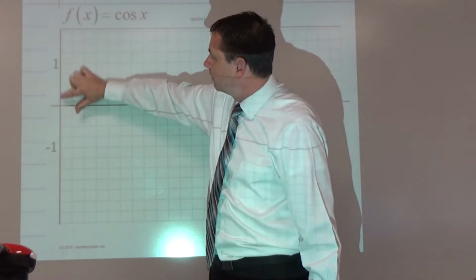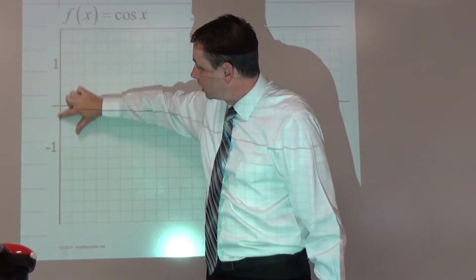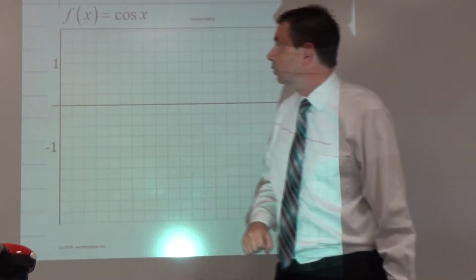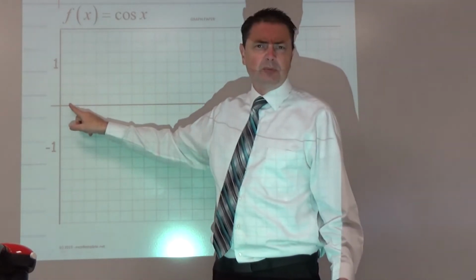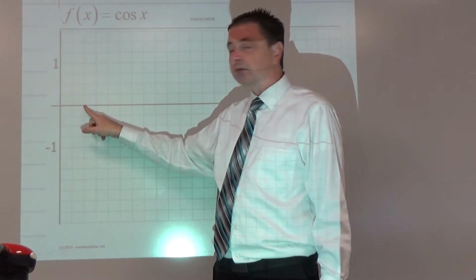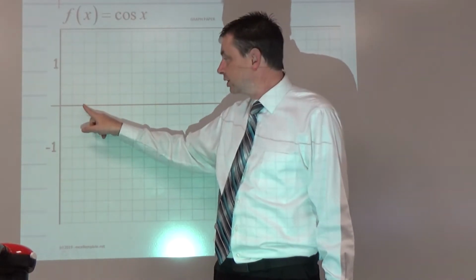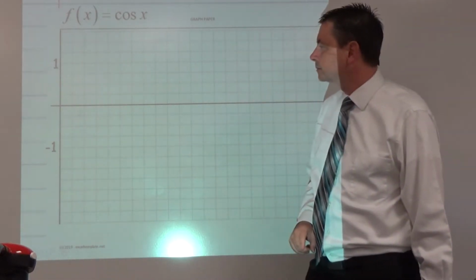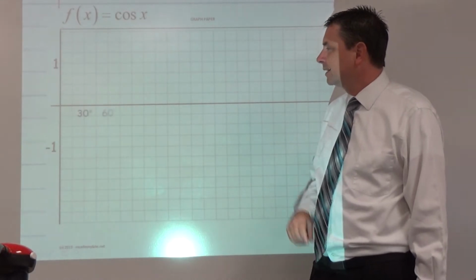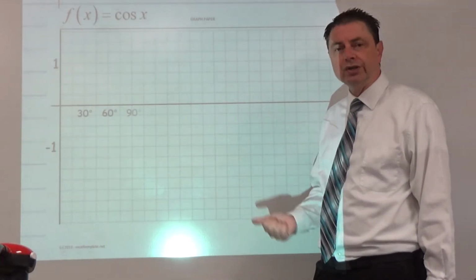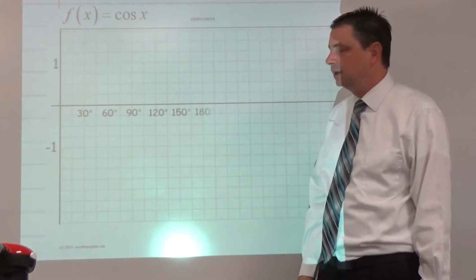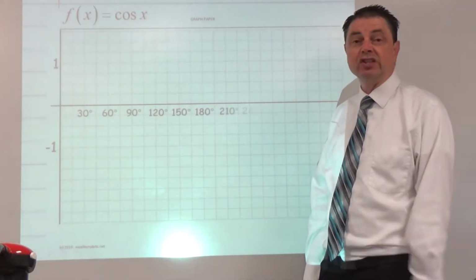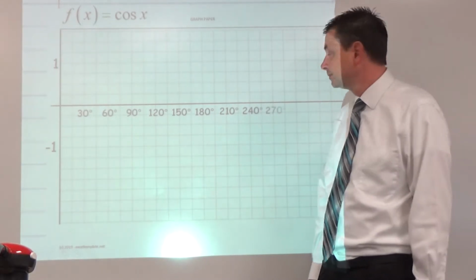And that's going to put 4 units up would be +1, 4 units down is -1, and then let's label. 15 degrees, you don't have to mark that, but let's mark every 2. We're going to put it at 30 degrees, 60 degrees, 90, 120, 150, 180, and so on. Make sure these are all degrees.